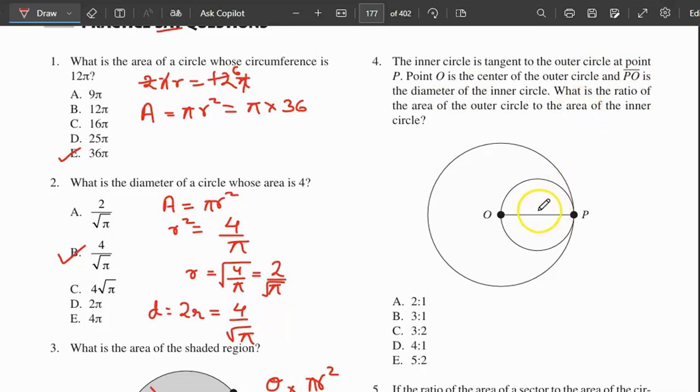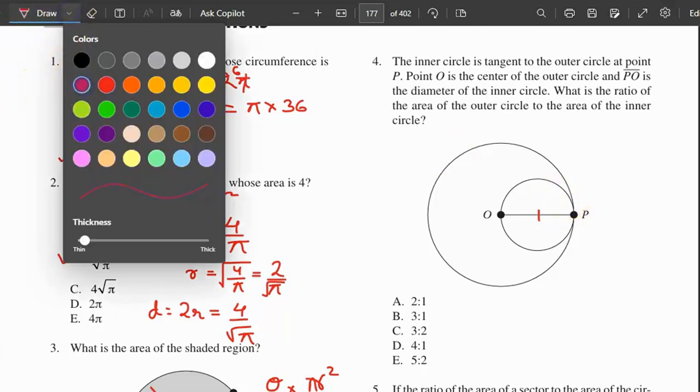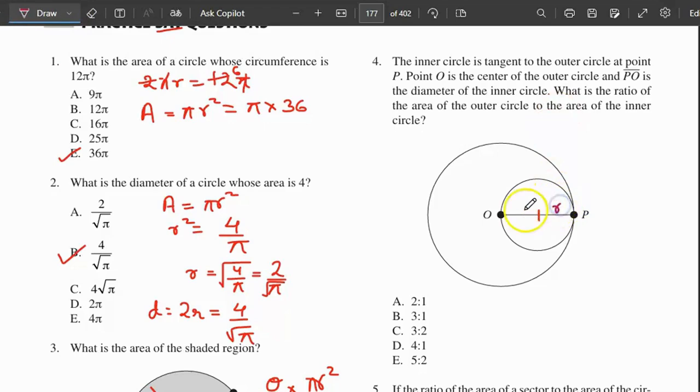So OP is the diameter. So for the inner circle, we can take this as r. If this is r, this is also r, because this is the diameter of the inner circle. But for the outer circle, O is the center of the circle. So radius of the outer circle, let's say that is capital R, equals r plus r, that is 2r. Then this is the tangent. The inner circle is tangent to the outer circle. That means it touches it at only one point at right angle. But really this all doesn't matter.